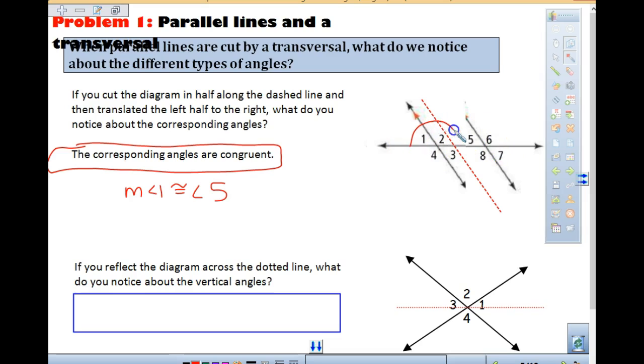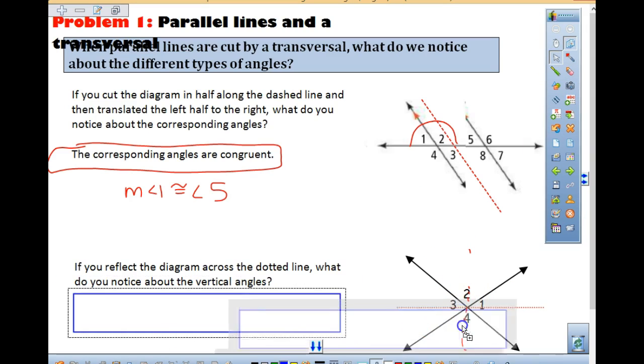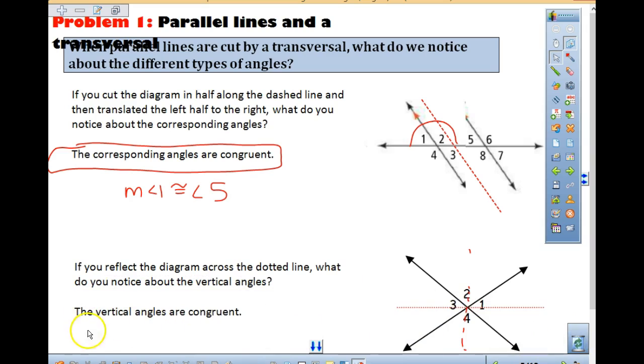What do I know about 1 and 2? 1 and 2 are supplementary, add to 180, right? So this is really nice when I'm trying to find a missing angle. If you would fold over this dotted line, what are you going to notice about angle 2 and 4? They are exactly the same. If I had a dashed line going this way and I could fold it over, what are we going to notice about vertical angles? Vertical angles are congruent. So our vertical angles are always going to be congruent.